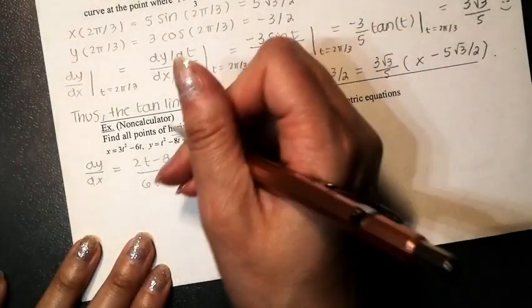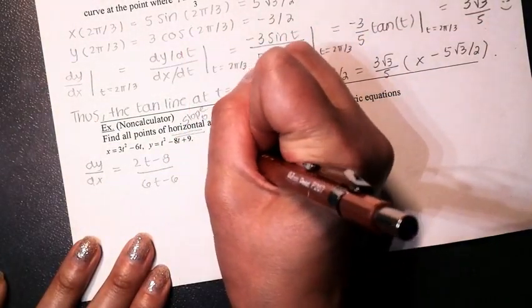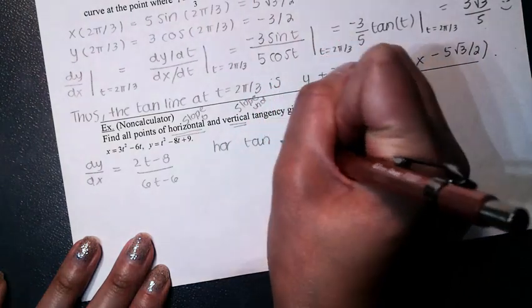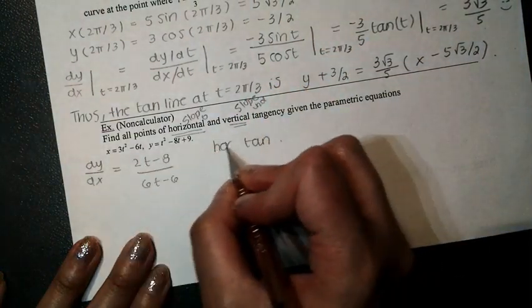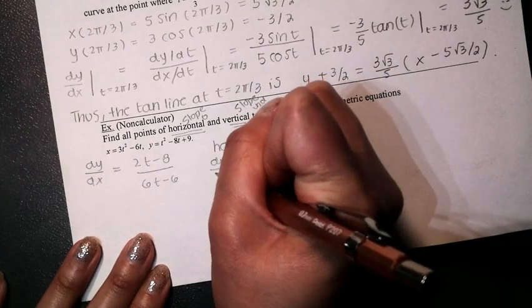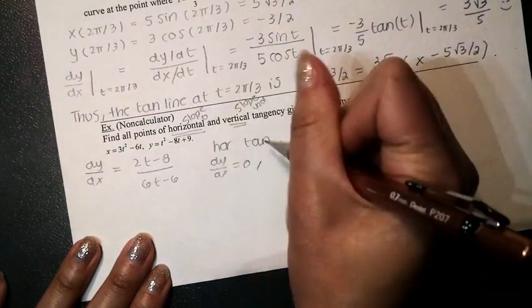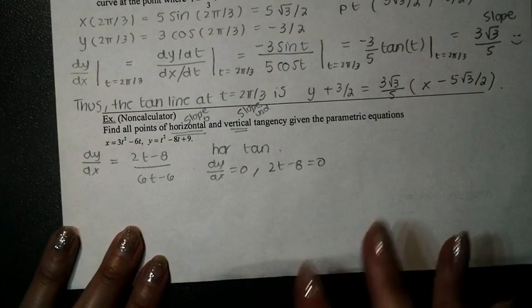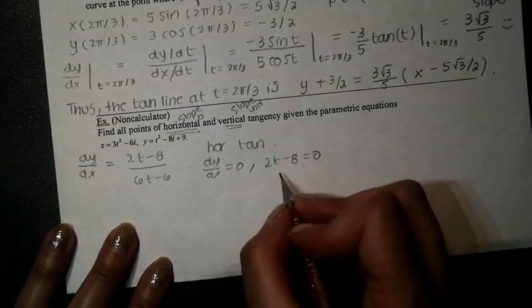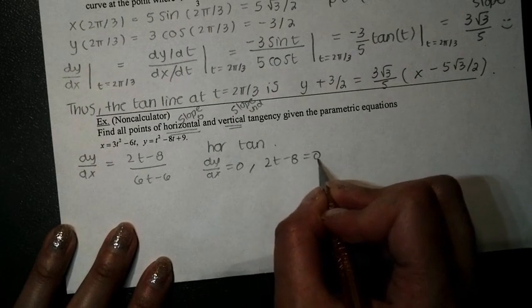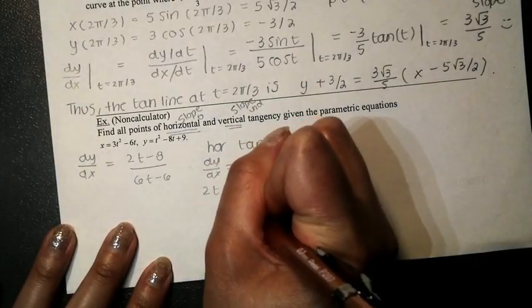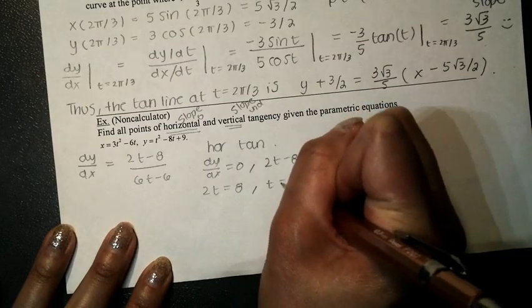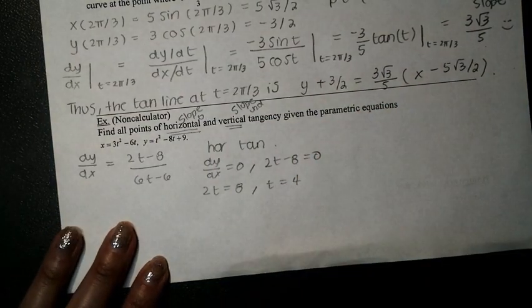Let's start with horizontal tangency. Horizontal tangency means that dy/dx is equal to 0, meaning the numerator must be equal to 0. Do you agree with that? When does that happen? I pass the 8 to the other side, so I have 2t is equal to 8, and t is going to be equal to 4. Do you agree with that?